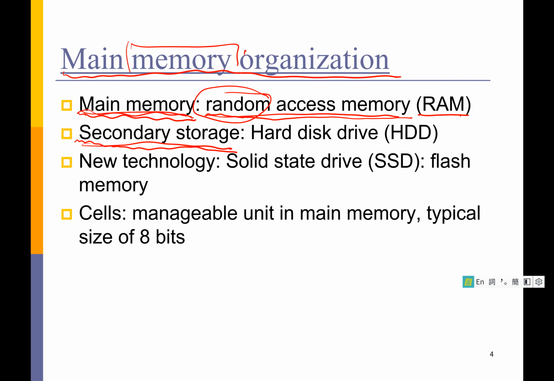Okay, its speed, in terms of access speed, I mean how long it takes to get the data from random access memory, the time is relatively short. Okay, it's very quick. Now, the secondary storage is what we commonly refer to as the hard disk drive.